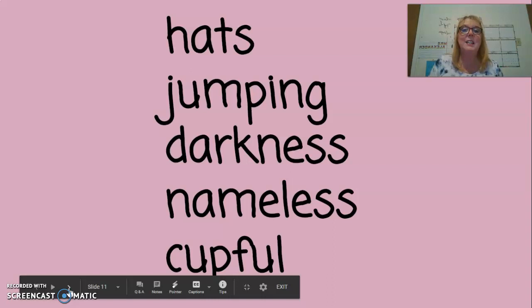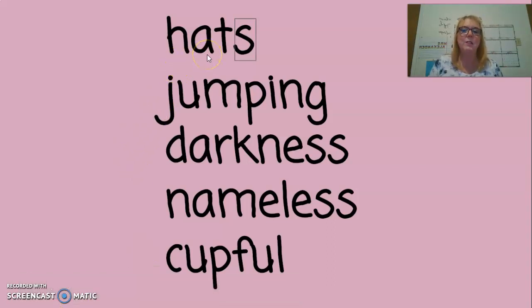Now, we're back to these words again. We identified the suffixes earlier. Now let's go ahead and code these words and read them. Look back at that first word again. Do we see the suffix S? What kind of a syllable is that? There's a vowel followed by a consonant, so that means it's closed. Let's code it with a breve. Okay, get ready to read that word for me, please. Read it. Hats. Good job.